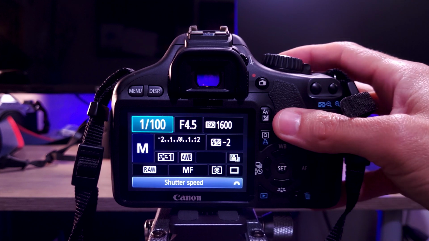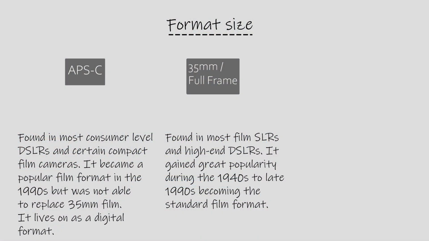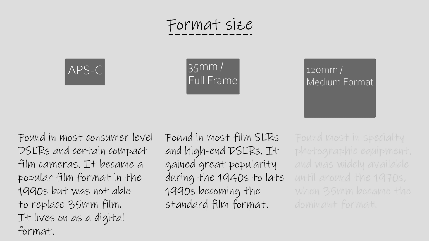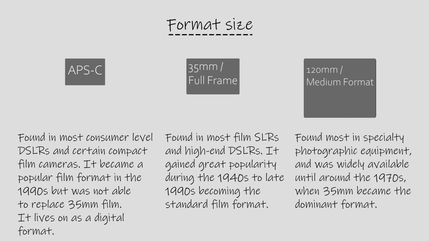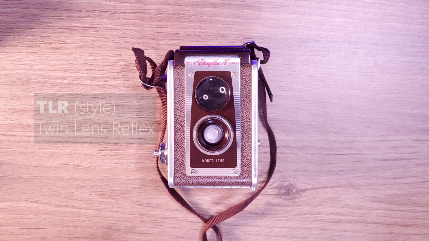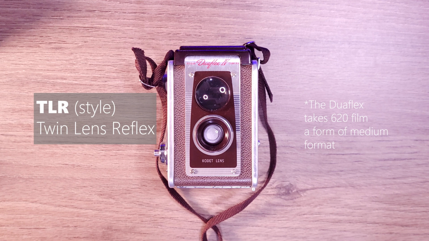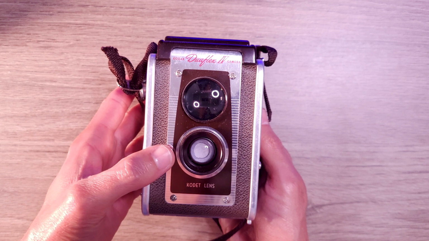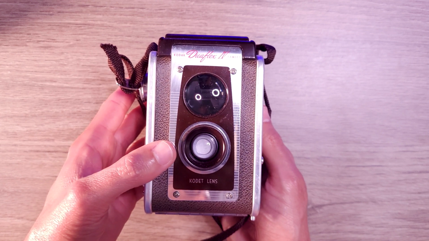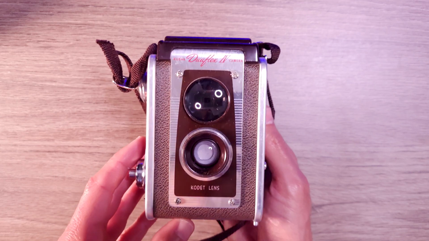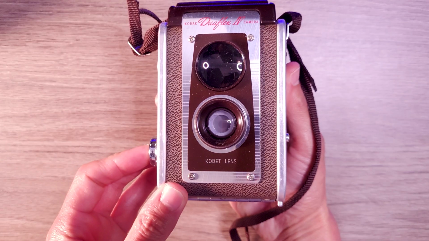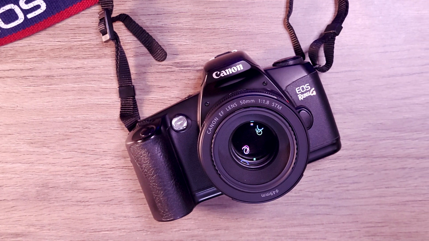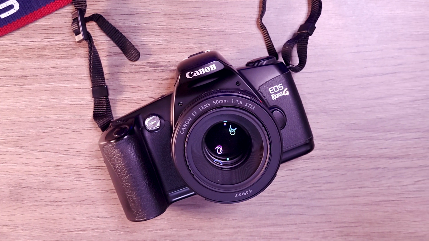Alright, so now let's talk about one more format size, and that is 120 or medium format. This is found most in specialty photographic equipment and was widely available until around the 1970s when 35mm became the dominant format. Okay, so now let's look at another camera. This is a TLR, or twin lens reflex. This uses medium format film, and as you can see, it has two lenses, hence the name twin lens reflex. The top lens is for viewing and composing your image. The bottom lens is for taking the photo. Now you understand why the SLR is called a single lens reflex.